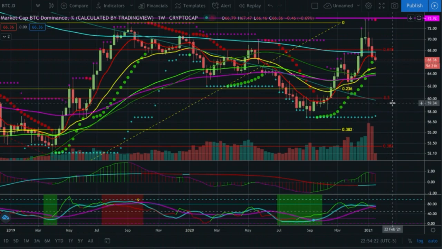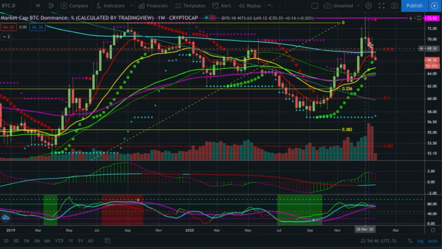So what does that typically mean? It typically means that price is selling off, but Bitcoin is selling off less than altcoins, or price is going up, but it's going up faster on altcoins than it is on Bitcoin. So that looks right now, theoretically, like Bitcoin is either going to go down faster than the altcoins if prices go down, or it's going to go up slower than the altcoins if price goes up.